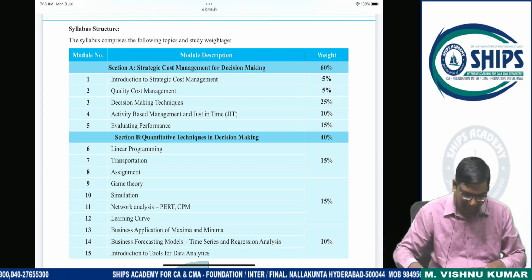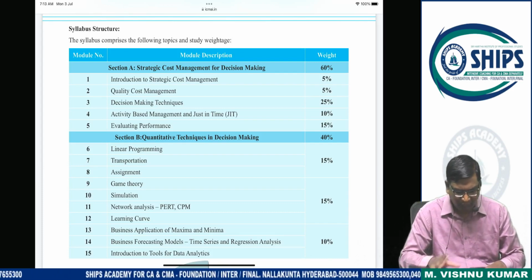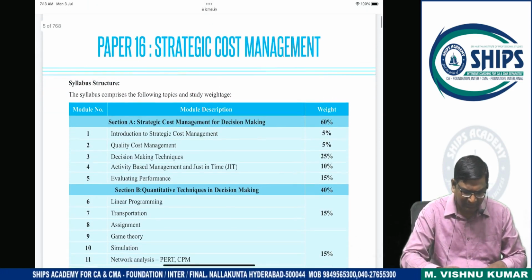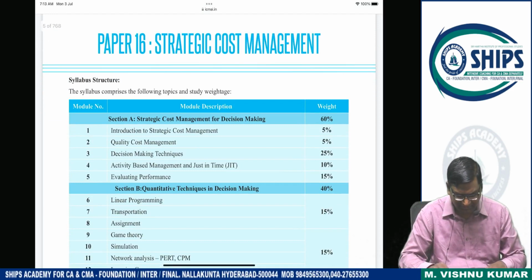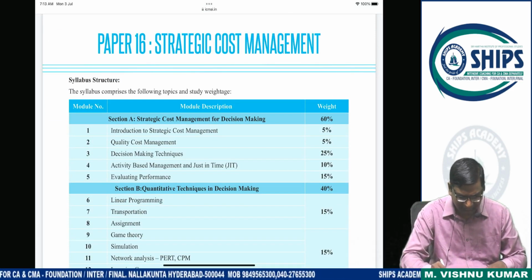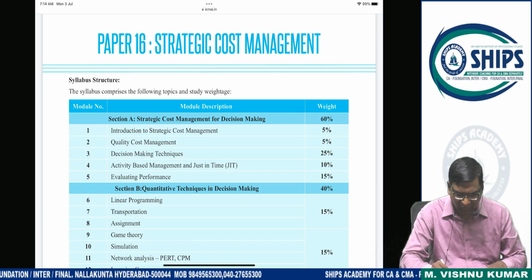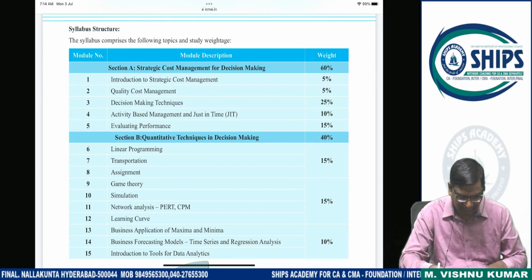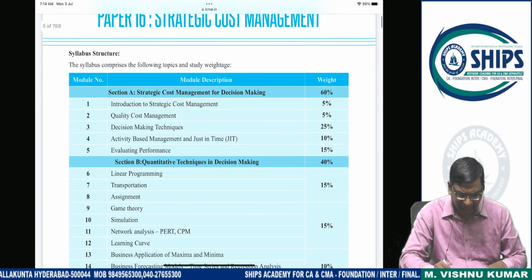Right now, from here onwards, your main discussion will start. First, we'll check out the syllabus. This is paper number 16, Strategic Cost Management. So first is the introduction part. Actually, the syllabus is divided into two parts: costing 60%, quantitative techniques 40%. So the introduction is a theory part only.